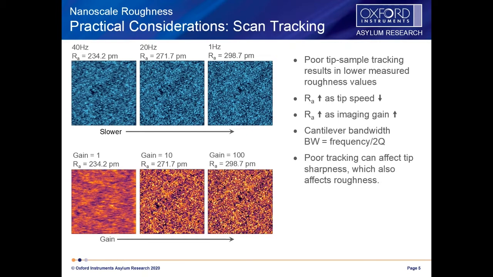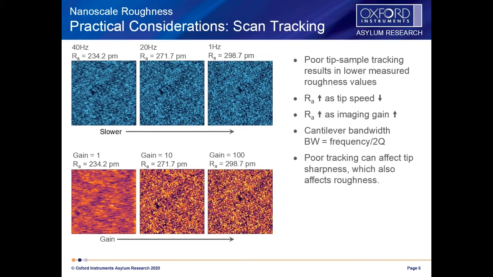And the example on top shows what happens if you scan too fast and you don't track the surface. Going from a 40 Hz line rate, where the average roughness was measured to be 234 picometers, down to a 1 Hz line rate, where the average roughness was measured to be 298 picometers, you find that the image also looks sharper, and the image on the right has better tracking, so the results are more accurate.